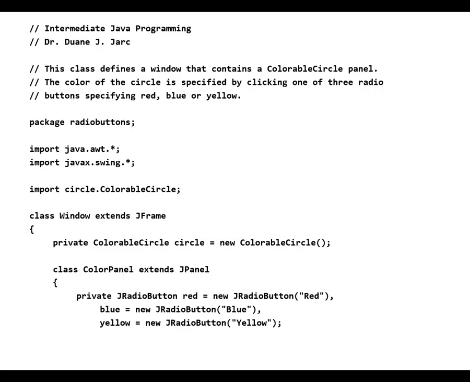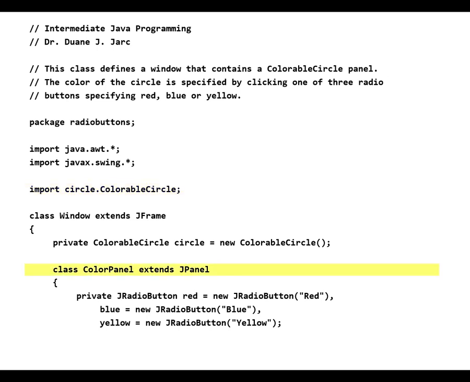The program example that we will use to illustrate event handling radio buttons is one that allows the user to select the color of a circle using the event handling capabilities of these buttons. It reuses the colorable circle class that we introduced in Part 1. Because the colorable circle class was defined in a different package, we need to import it so that we do not need to qualify it by its package name.